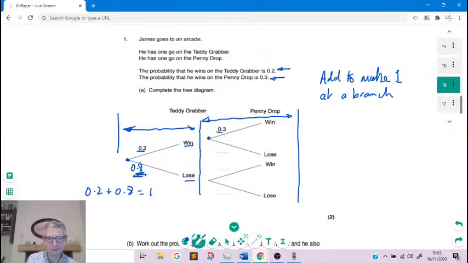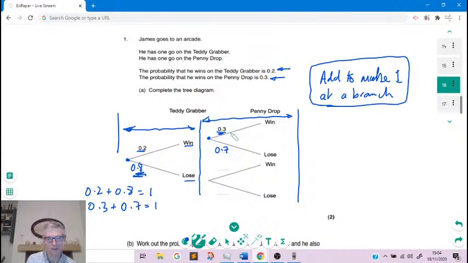Again, using the idea that the branches must add up to make 1, then we've got 0.3 there. So whatever's here must make this branch add up to make 1. That's got to be 0.7, because 0.3 plus 0.7 equals 1 again, at that branch. And we've got the same thing happening at this branch. This is representing losing on the teddy grabber, and then whatever happens on the penny drop.